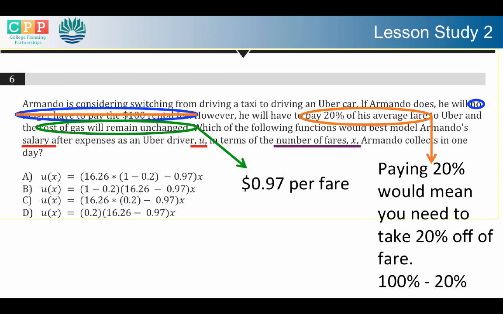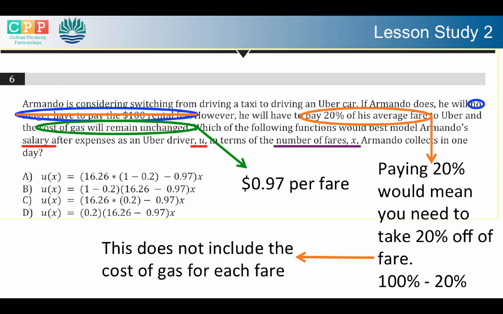You'll notice he is not getting 20%. He is paying 20% of the fare, which means he is taking the 20% off of the 100%. 100% in decimal form is 1. 20% in decimal form is 0.2. In this case, it is not also including the gas. The gas is being subtracted after I pay out this 20%, which fits model A here.